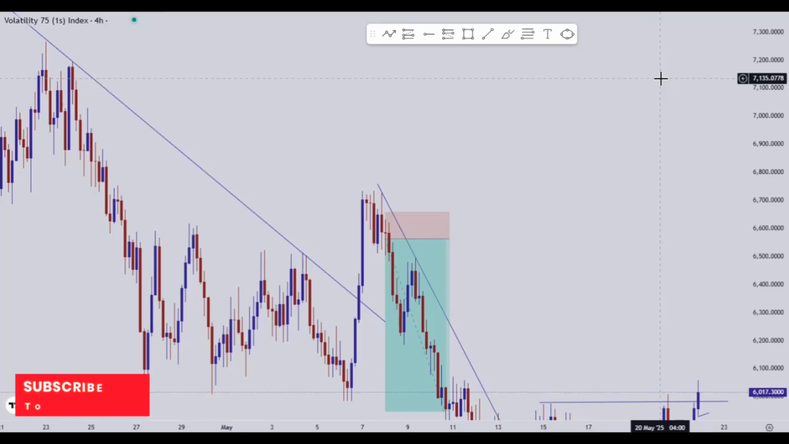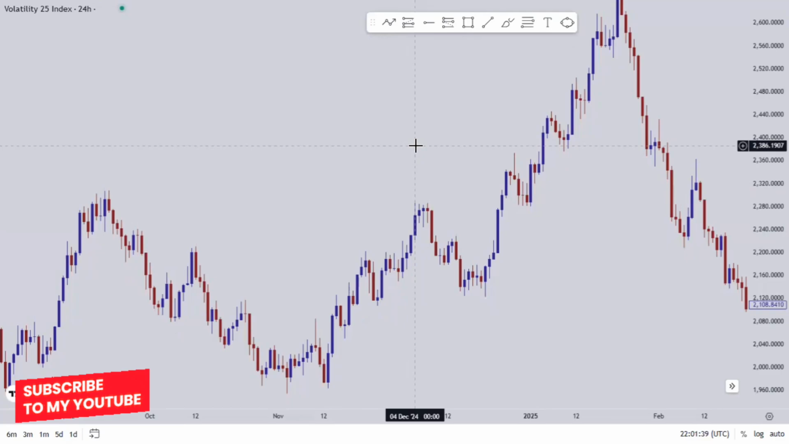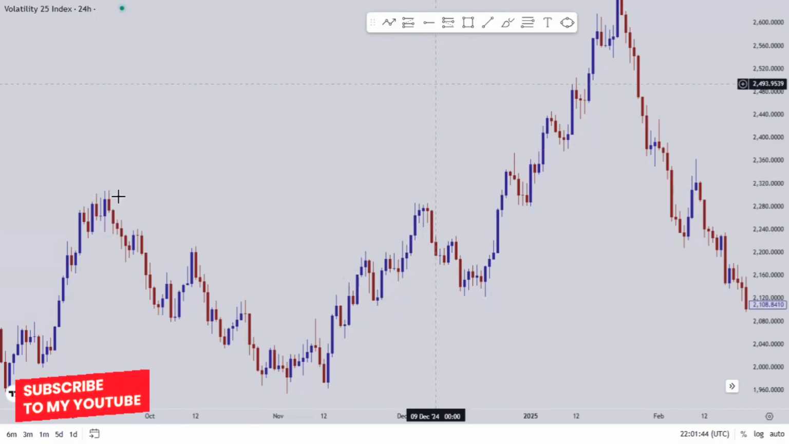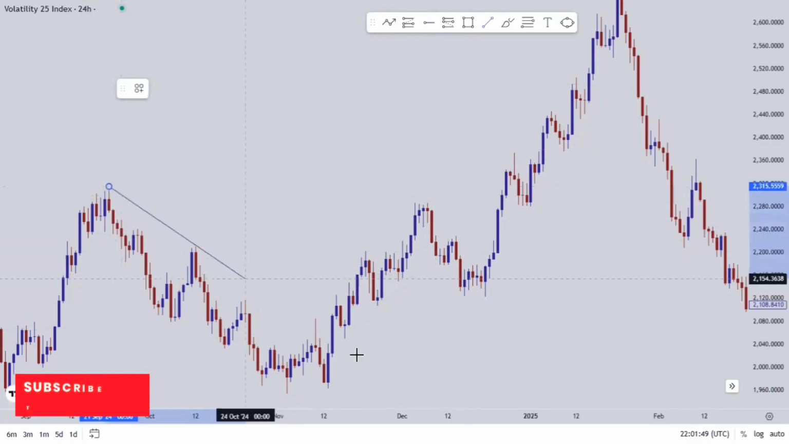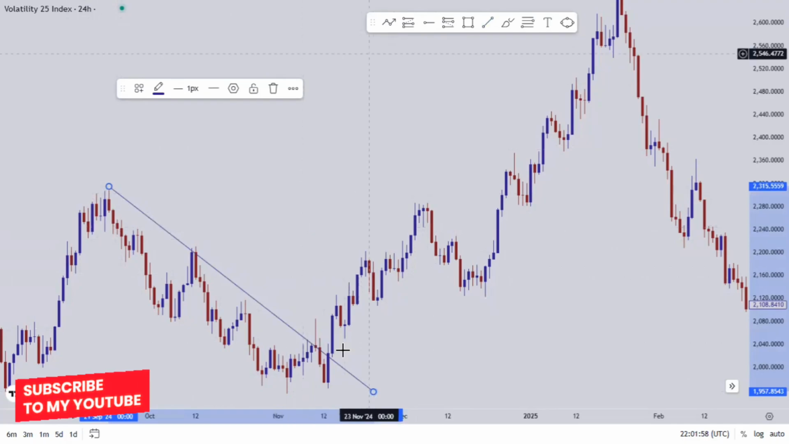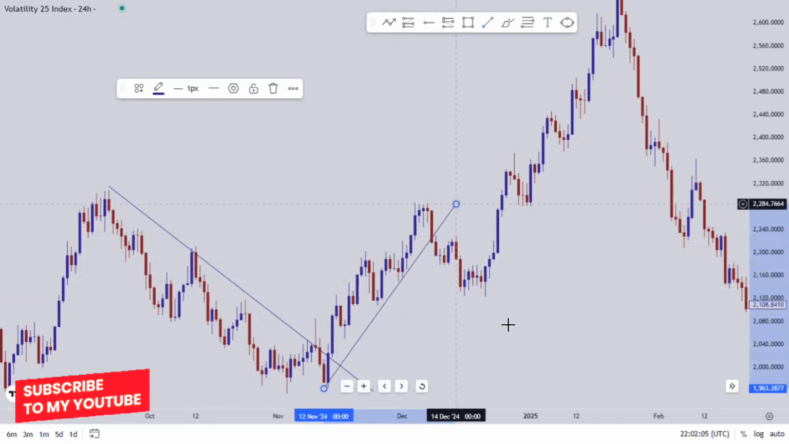So without much ado, let's dive into it. All right, so first and foremost, what is a trendline? It's basically when we have like 1, 2, 3 touch points. This is a typical trendline pointing down towards the downside. We call this the downtrend. And when we have like 1, 2, 3 on the upside, we call it an uptrend.